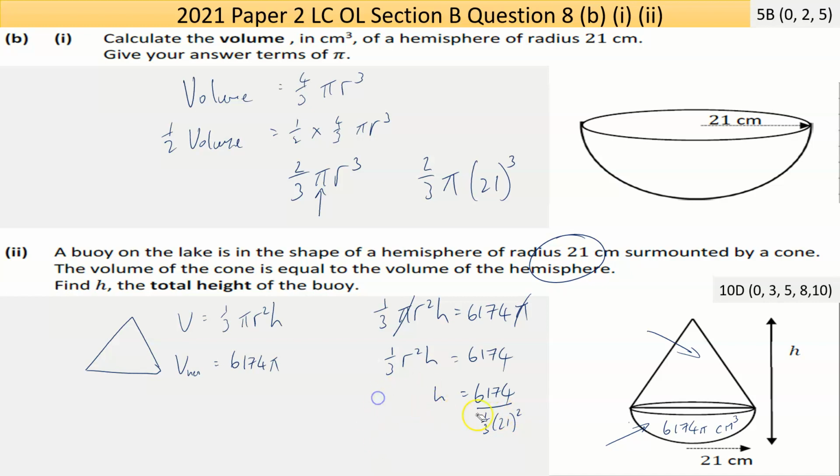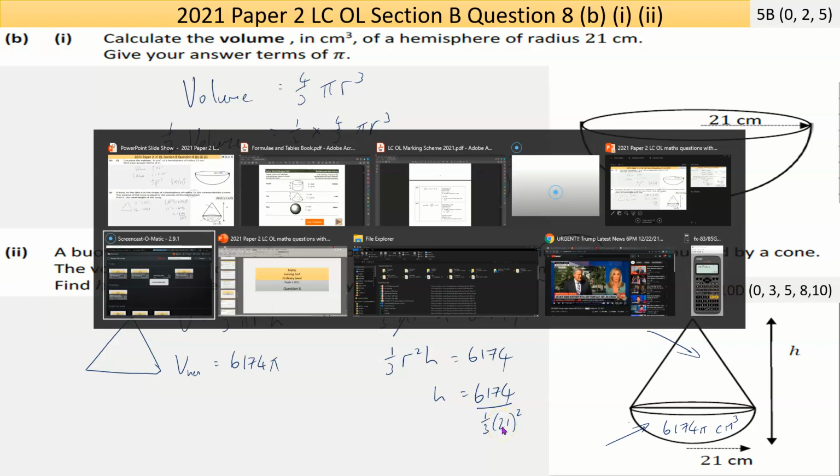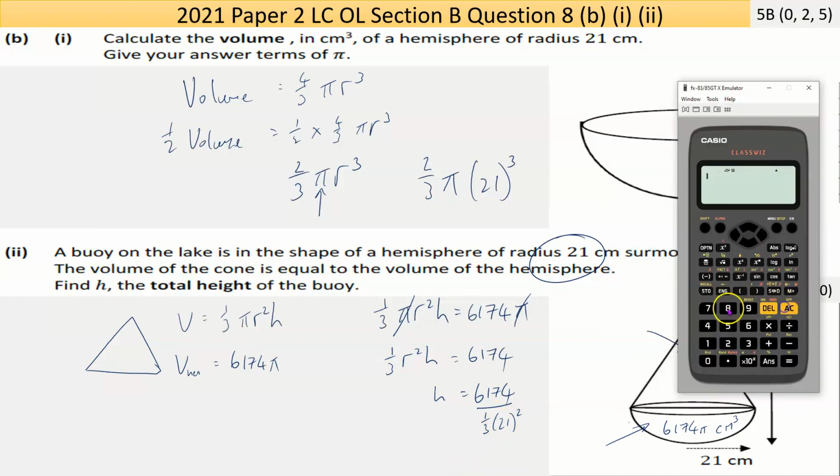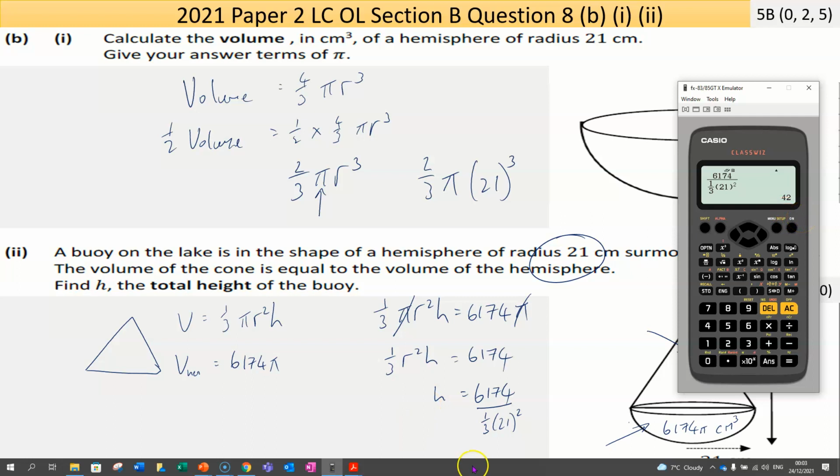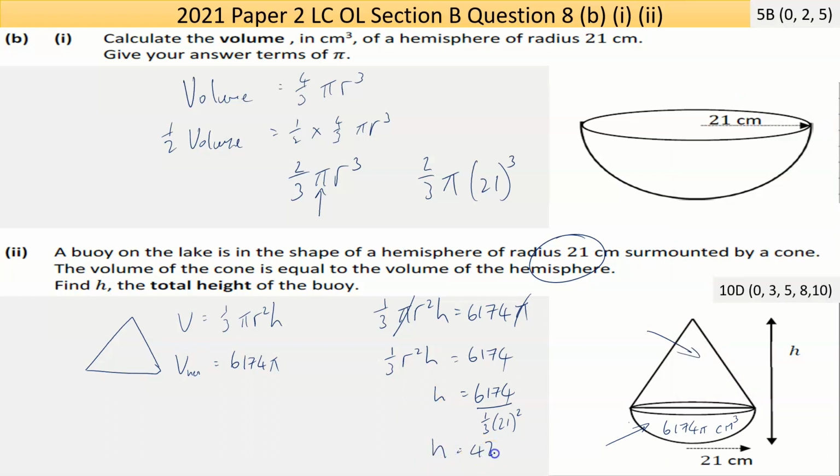On the far side, this is a calculation. 6174 divided by 1/3 times 21 squared. It sounds really weird to say it, okay? But if I put that in the calculator, that's a fraction, so 6174 on top. On the bottom now I have a fraction here, 1/3 times 21, close brackets, squared. The calculator is going to do the heavy lifting for me here. Put it through, I got an answer of 42. So my height is equal to 42. The units there is the length, it's centimeters.